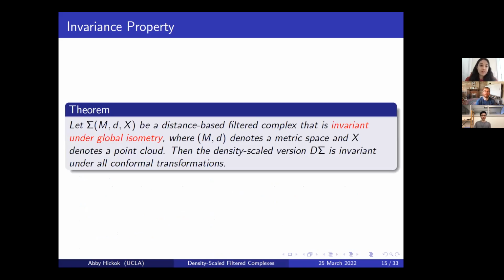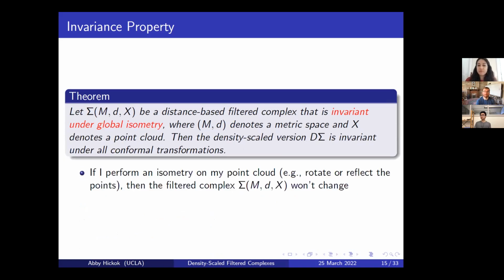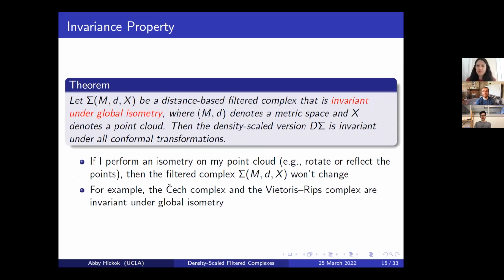Okay, and then I'll just quickly unpack this other part, which is the invariant under global isometry part. So this just means that if I perform some sort of isometry on my point cloud, like rotation or reflection, then my filtered complex isn't going to change. So I think pretty much every complex that I can think of has this property. For example, the Čech complex and the Vietoris-Rips complex have this property that it doesn't matter if you perform some global isometry on your point cloud, you're still going to get the same result.